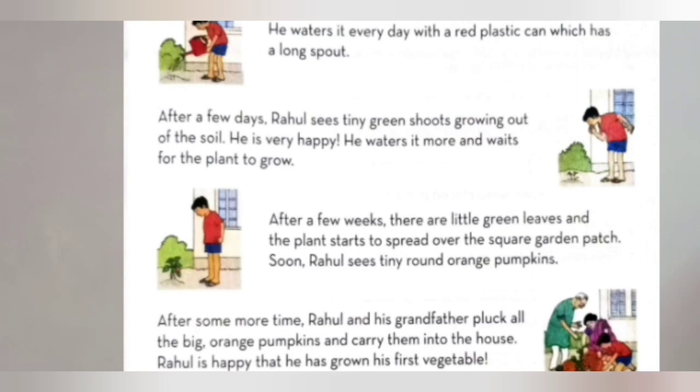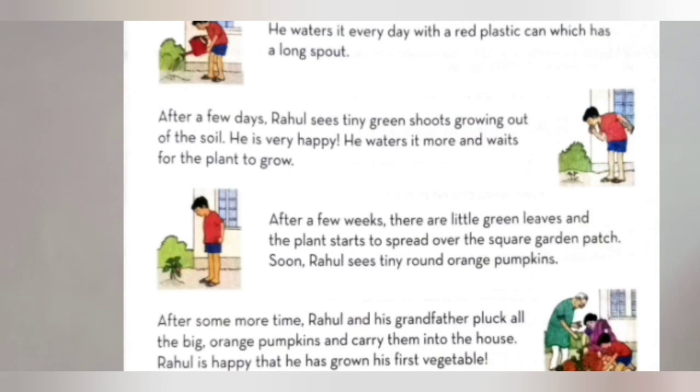Can, in that boy's hand you can see a can. So what is the color of that can? Red color, red plastic one. It's a can which has a long spout. You can see the spout in that can. It's a can with a long spout.